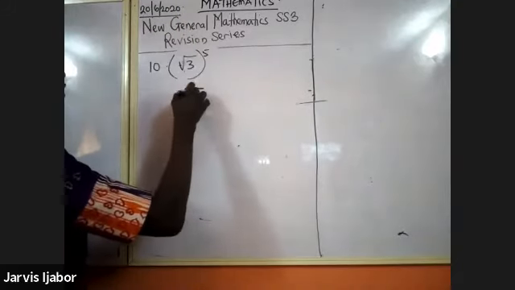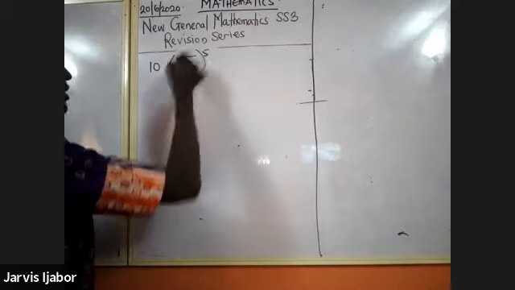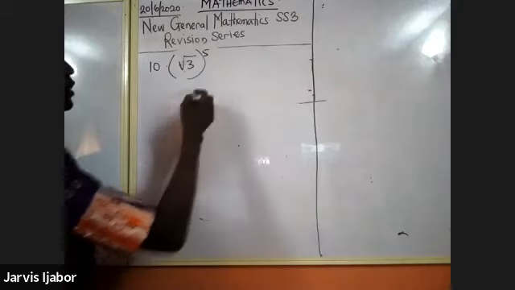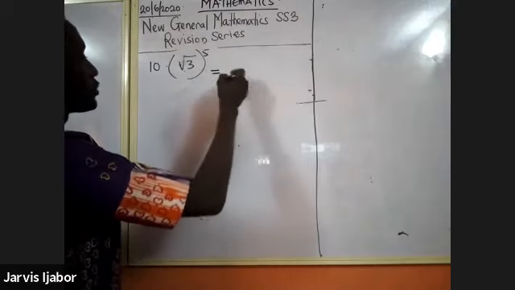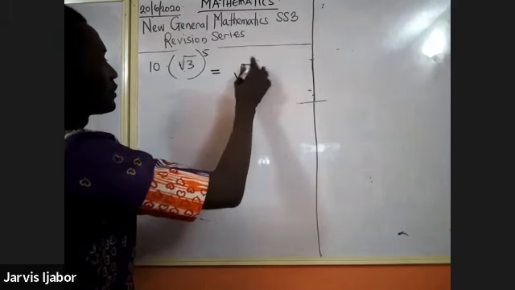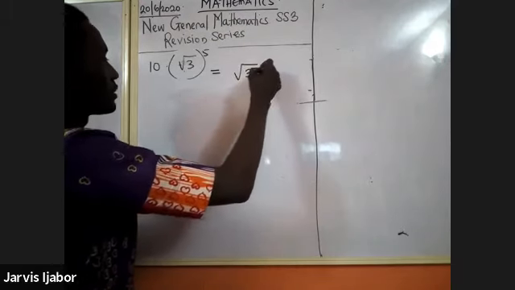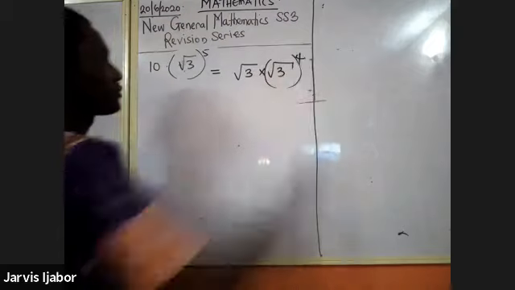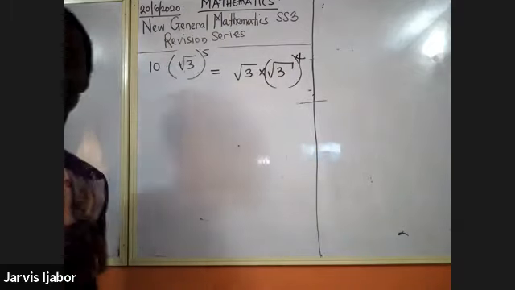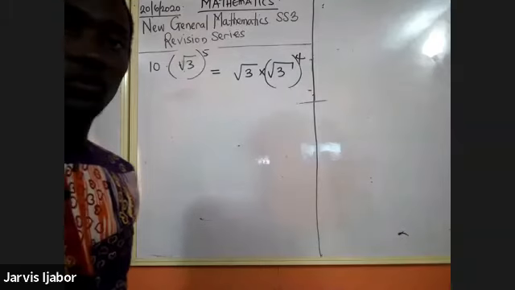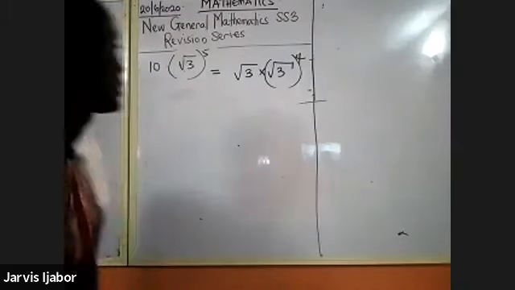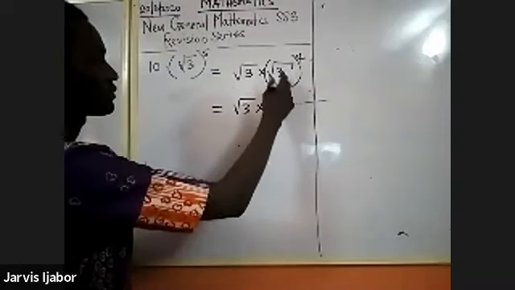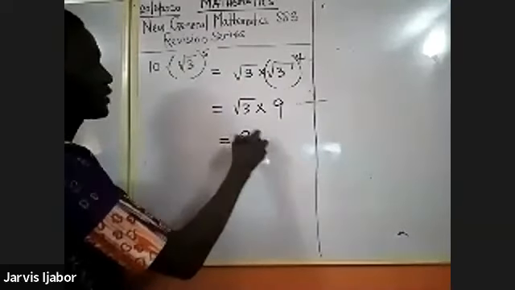Okay, so look at this. Square root of 3. Now look at this one. Let me now show you something else. This will be equal to the square root of 3 times the square root of 3, all raised to the power of 4. How do you know that this is testing your knowledge of surds? This is testing your knowledge of surds. So this will give me root 3 times 9, and the answer will be 9 root 3.